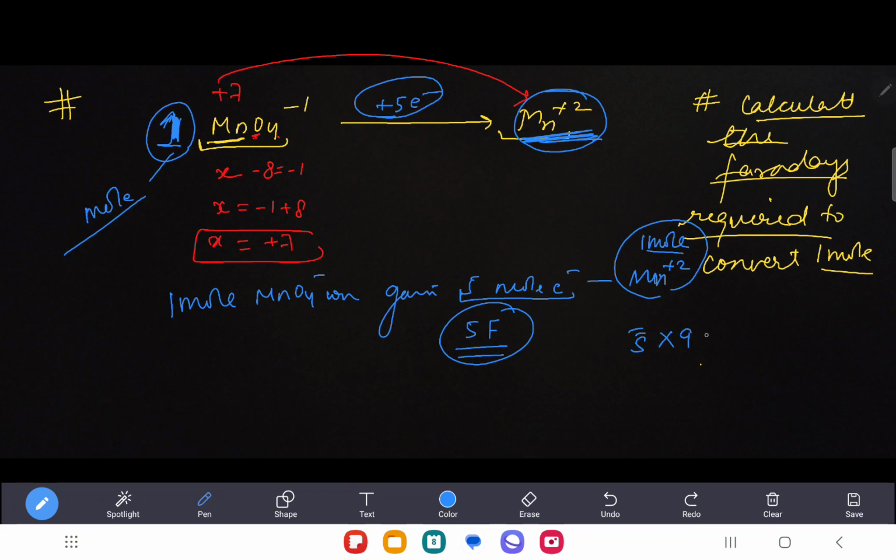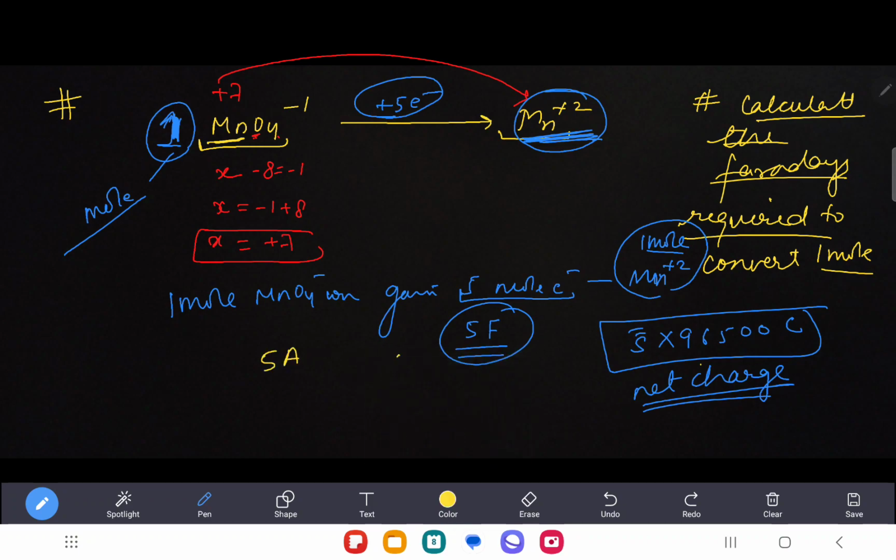Exact. 5 into 96500 coulomb. That is the net charge. And then if you want to find the mass, m equals EIT over F. If the question says you took 5 ampere current for 60 seconds, let's suppose, for 1 minute, and then calculate what mass would be deposited.